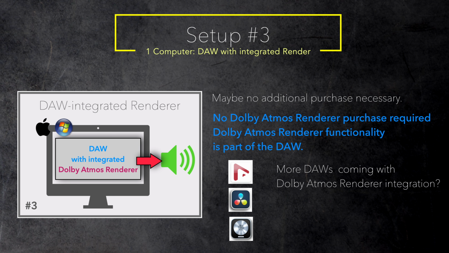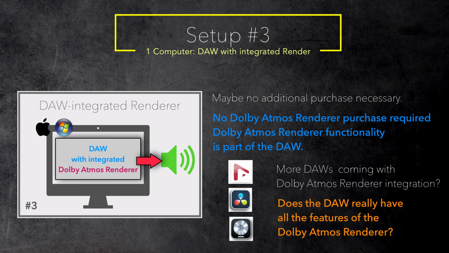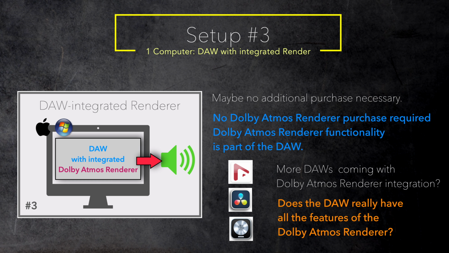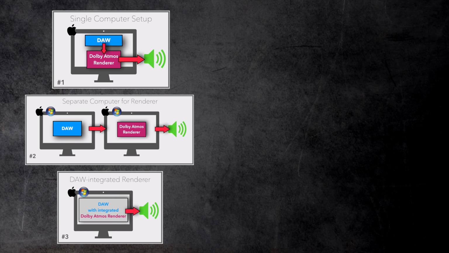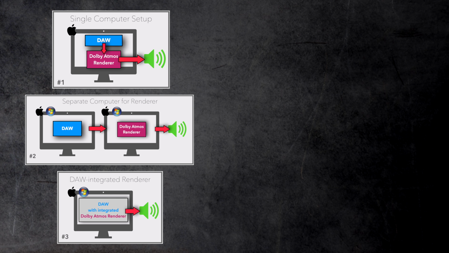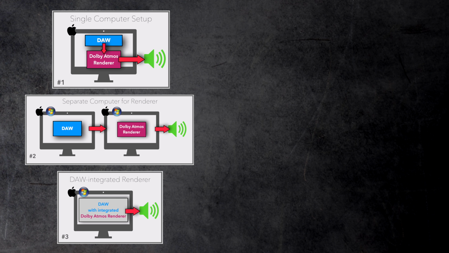However, you have to check whether it is a full integration or if the DAW only uses a subset of the Dolby Atmos renderer features. In the end, you might still consider setup number 1 to have access to the full feature set of the Dolby Atmos renderer.